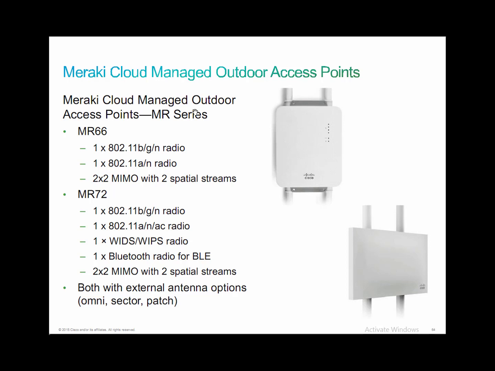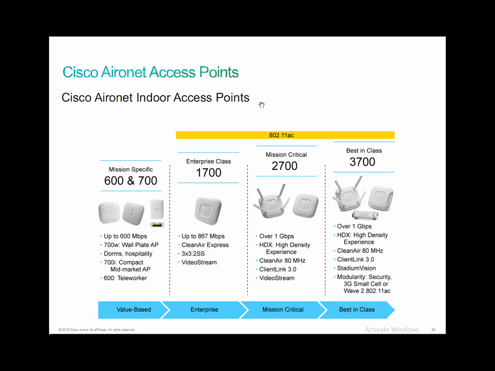On the Cisco side, we have lots and lots of access points that are available as well. 600 series, typically used for remote workers. The 700W is designed for spaces like hospitality, university residence halls, stuff like that. 1700 series for small or mid-sized businesses. 2700 series for schools and warehouses, and then the 3700 for large offices and mid-sized and large warehouses.